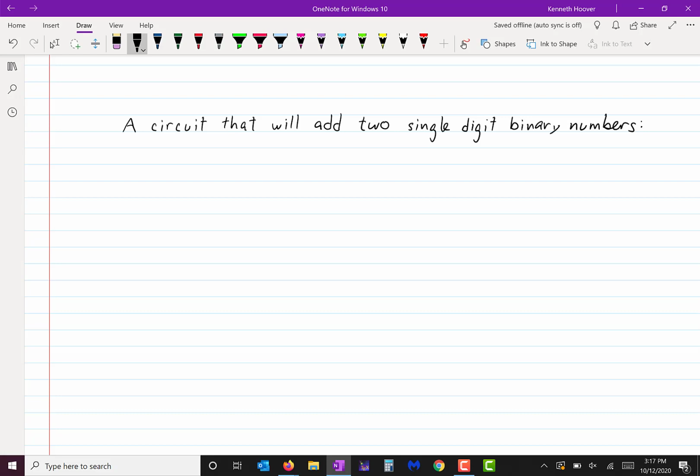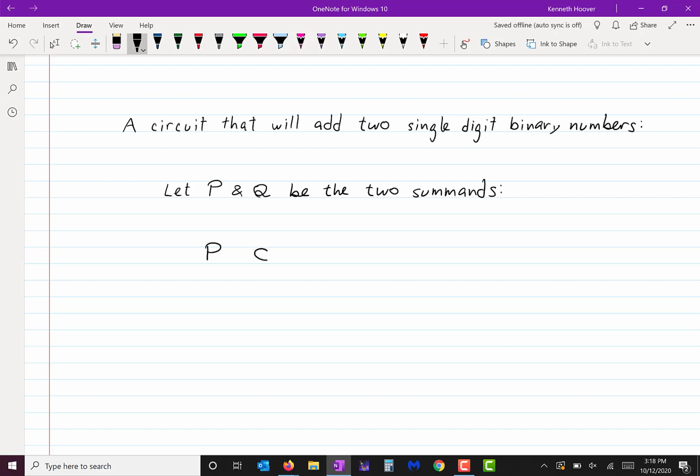Okay, this is on page 82, if you need a different explanation than the one I give. Here's what we're going to do. Let's call the two numbers P and Q. Numbers that you add together are called summands. So P and Q are both 0 or 1, right? Let's make a table for this.